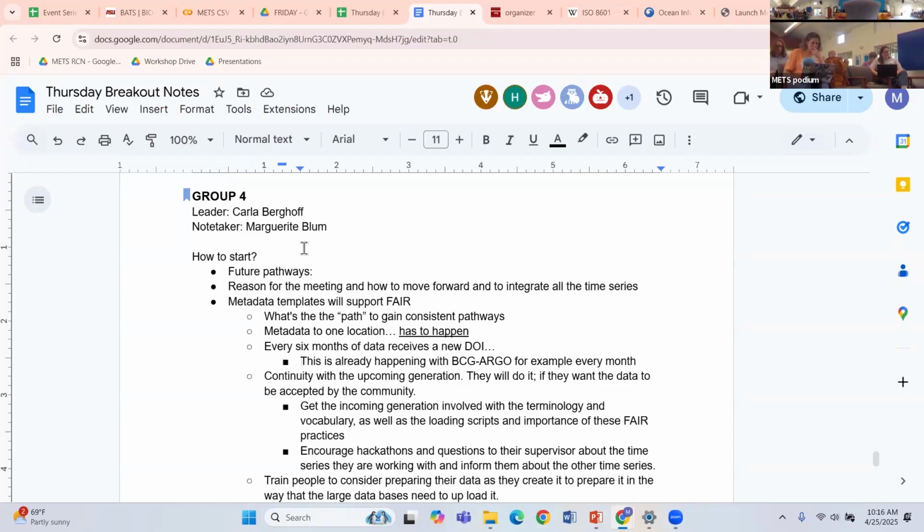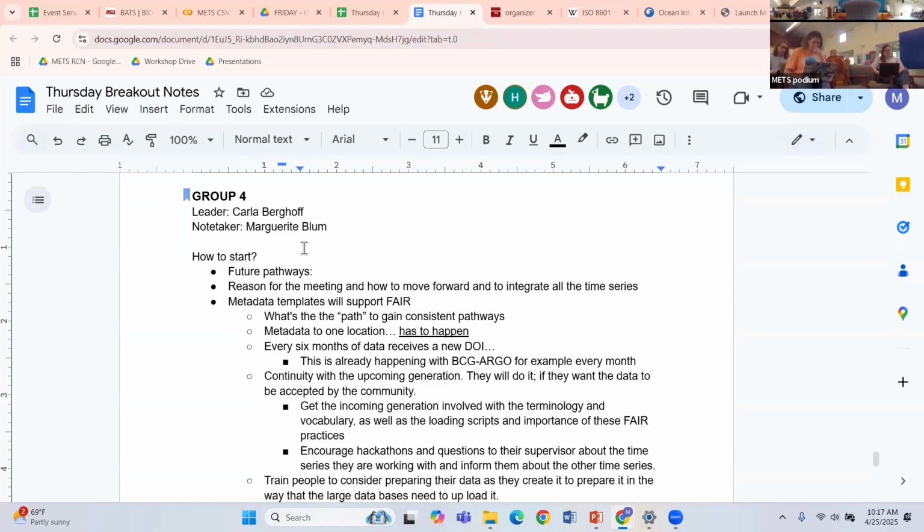Metadata, always the metadata, has to be in one location, because if you don't know how you did it, you don't know how you can fix it. So we were saying that if you have the large database, and you need a DOI to pinpoint that data, maybe every 6 months needs a new DOI. Well, BCO-DMO Argo is already doing that. They have a new DOI every single month for the data that they collect and put out there for everyone to use. So it's happening. It's not scary. You can do it.